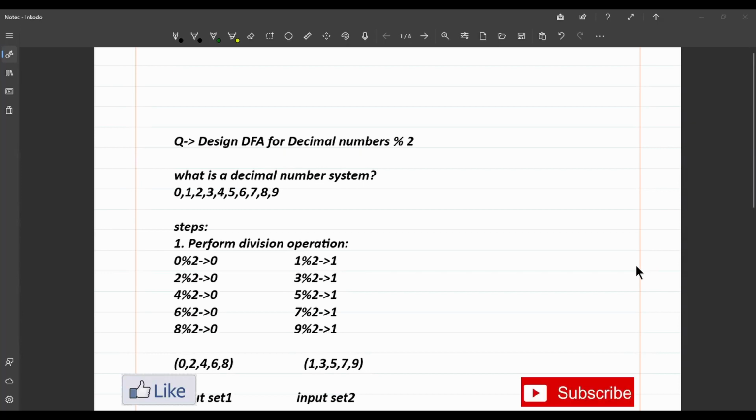Today we will design a DFA for decimal numbers divisible by 2. Now what is a decimal number? They are the numbers from 0 to 9. Now we have to check the divisibility by 2.